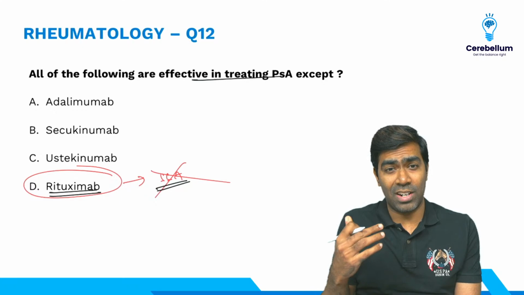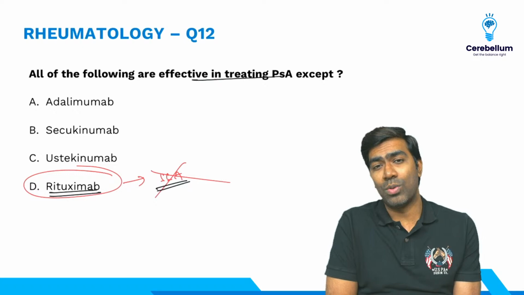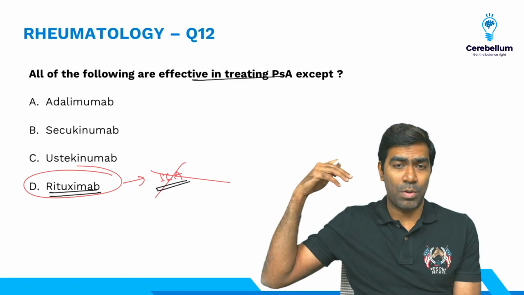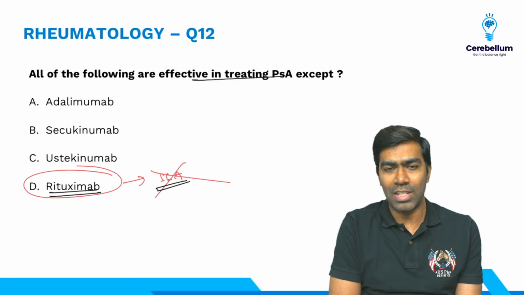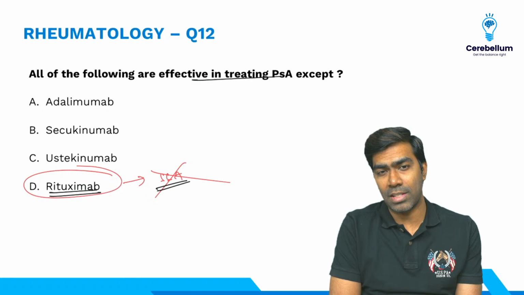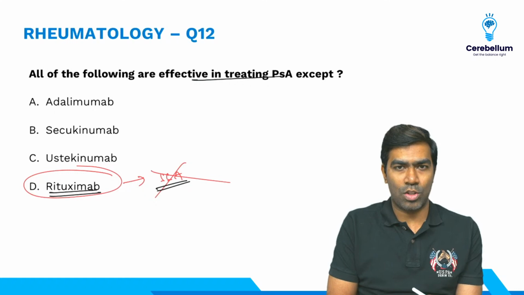Rituximab is anti-CD20. It's going to block and kill the B lymphocytes, which are the ones that are going to produce antibodies in the future by differentiating into plasma cells. So you can't use that, okay? Rather, it can be used in seropositive conditions like rheumatoid arthritis, and probably even SLE, it is going to be useful in many situations, but definitely not in seronegative spondyloarthropathies like psoriatic arthritis.